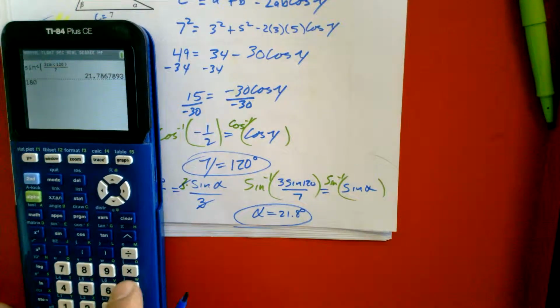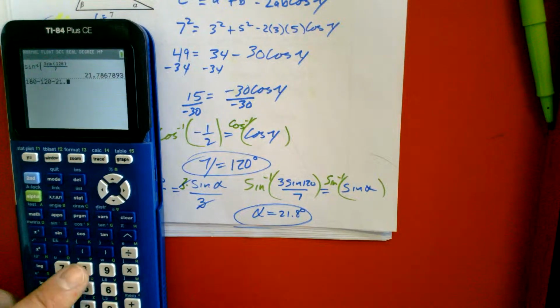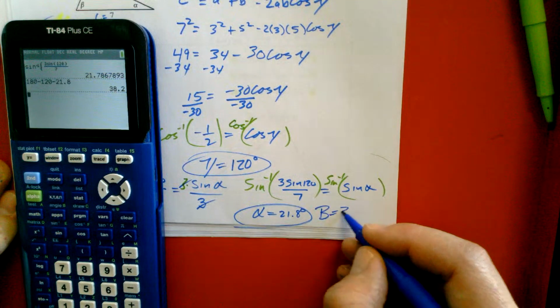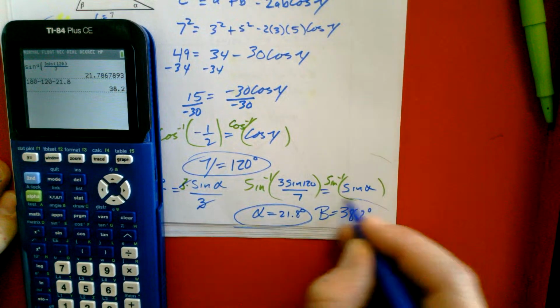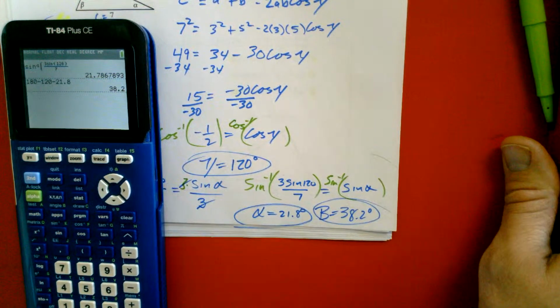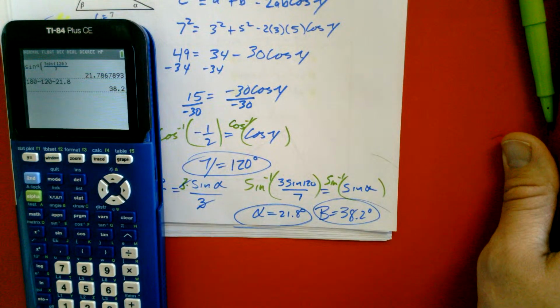I'm going to go 180 minus 120 minus 21.8, and that will give me beta. So I got 38.2 degrees. Good stuff? Questions?